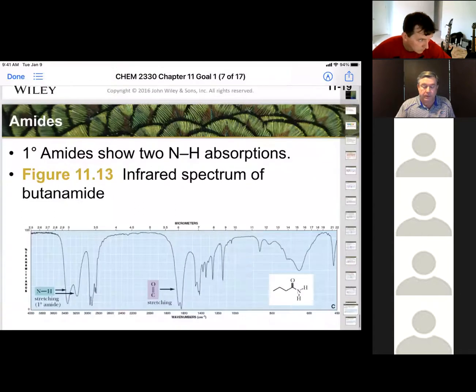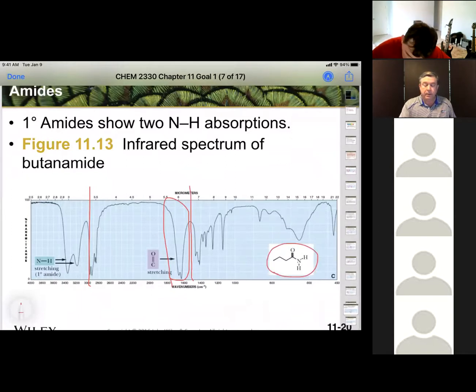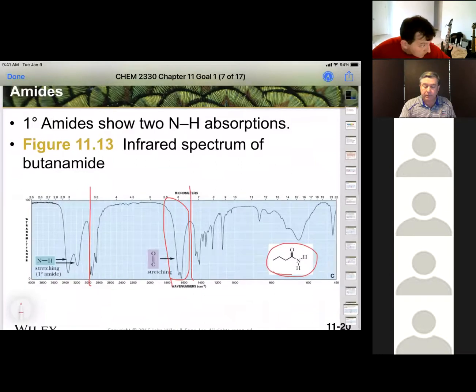All right, so if we have a primary amide, we're going to see 2 peaks. Notice that it's a little bit broader. It's still not as broad as an OH, but we're going to see those 2 peaks above there. And we have a good, strong carbonyl here, and then nothing else above. So we have an aliphatic primary amide.